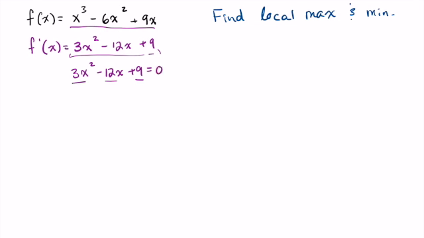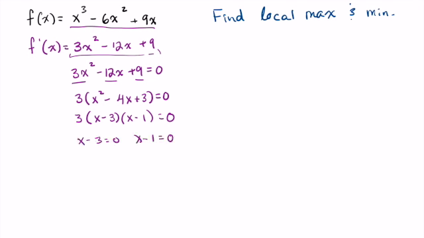I can factor a 3 out of everything here. Pull the 3 out, and I get x squared minus 4x plus 3. That's easily factorable, so we have 3 times (x minus 3)(x minus 1) equals 0. Here we can set all of our factors equal to 0. So x minus 3 equals 0, x minus 1 equals 0, and we get x equals 3 and 1. These right here are our critical points.